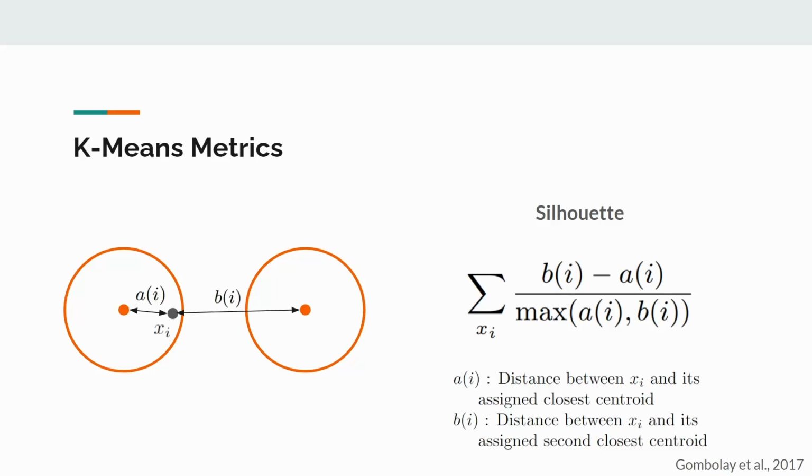The second metric this work used is silhouette, and overall it represents how spread out clusters are from each other. From this formula, you can see A of I and B of I, where A of I is defined as the distance between a point, x sub I, and its assigned closest centroid, and B of I is the same thing, but between x of I and its assigned second closest centroid. And you can see A of I between the left cluster on the screen, and B of I is the distance between x of I and the right cluster on the screen.